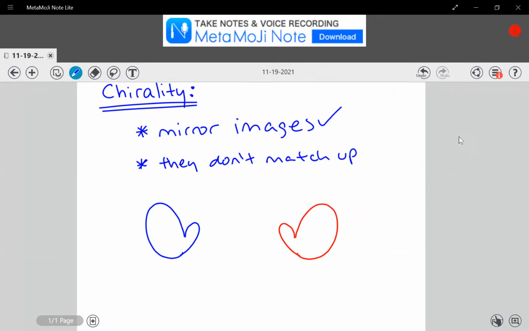Now the part that they don't match up. This part, I get it. It might be kind of hard to understand. What does that even mean? It just means that no matter how much you rotate this little red guy, it's never gonna fit the blue guy. See, you just keep rotating it. They're never gonna be the same. I hate to break it to you, no matter what.